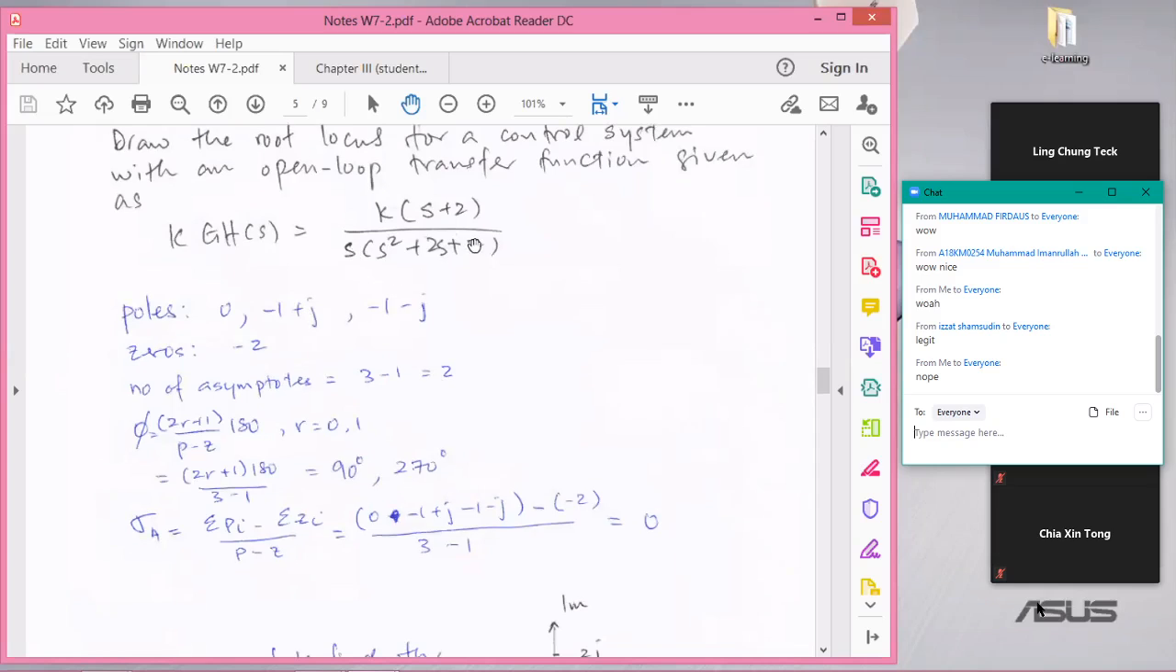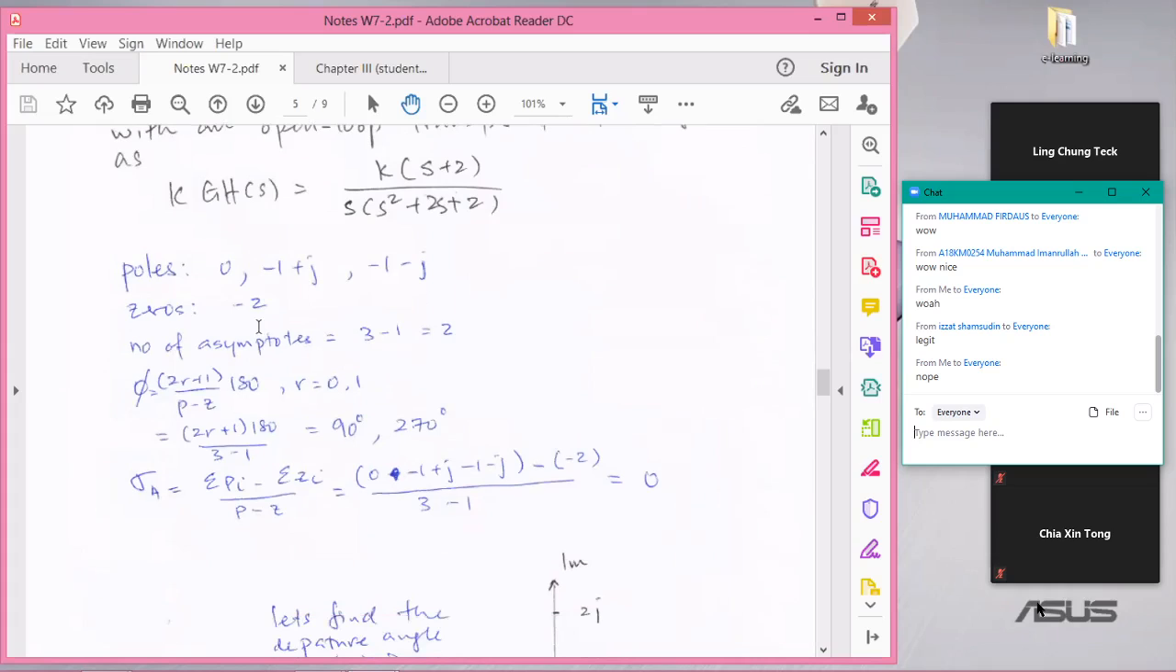Okay, so our first task is to locate the poles and zeros. So here we have 3 poles. I'm avoiding the word zero for poles because I'm going to reserve zeros for the value of s in the numerator. So we have 3 poles, 1 real pole at the origin, and 2 complex poles at -1 plus j and -1 minus j. And we have 1 zero at -2. All right, so that's the poles and zero.